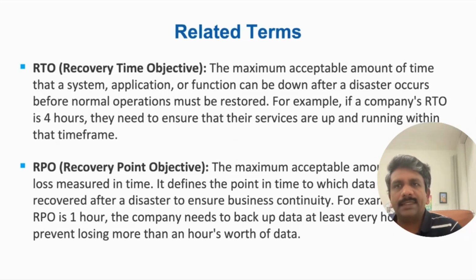RTO is the recovery time objective. That is, how long you can afford before your secondary comes up and runs. RPO is the recovery point objective: how much data you can afford to lose. In the case of an e-commerce application, both will be very limited.